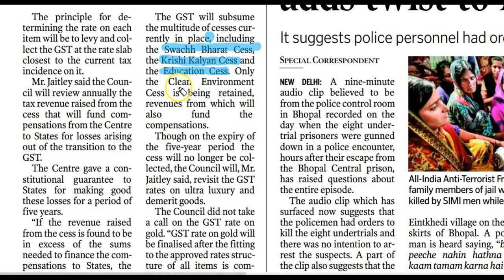One more prelims point is that clean environment cess will not be subsumed under GST. So clean environment cess will be collected separately. The funds or revenues collected from clean environment cess will also be used to fund the compensation. One more point is that on the expiry of the 5-year period, the cesses will not be collected.